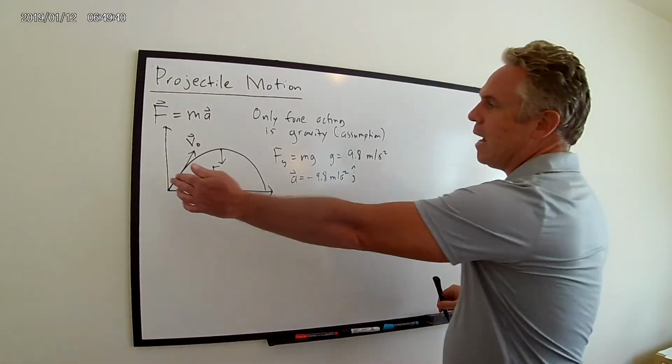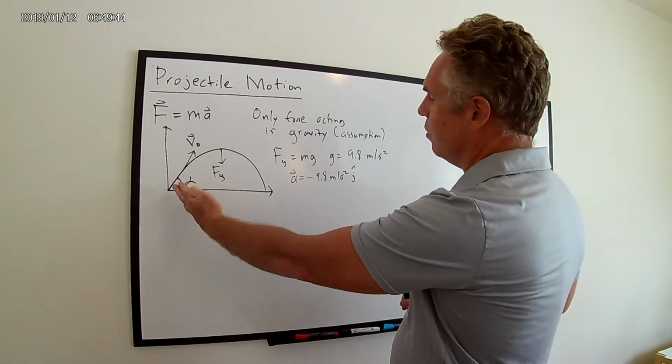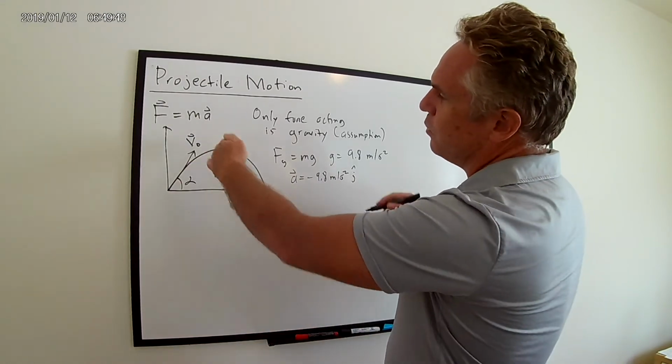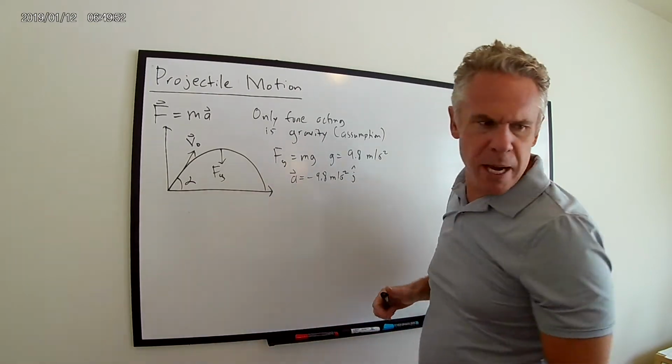So for the whole path, the acceleration is the same. That seems a little bit counterintuitive, but that's true. And this is a constant acceleration downward. So as the projectile goes up, gravity's constantly trying to force it down, and eventually it wins, and it goes back down to the ground.